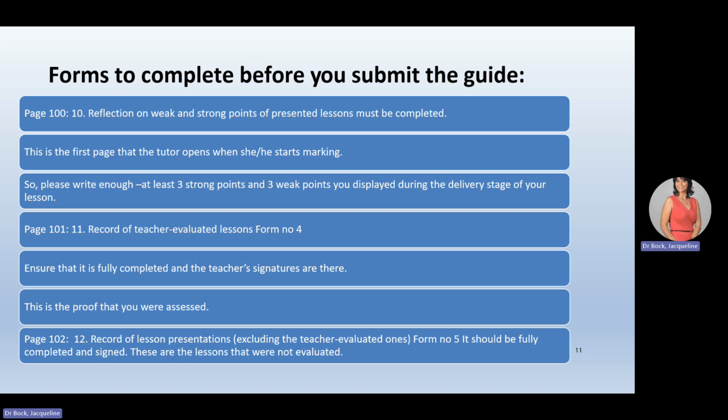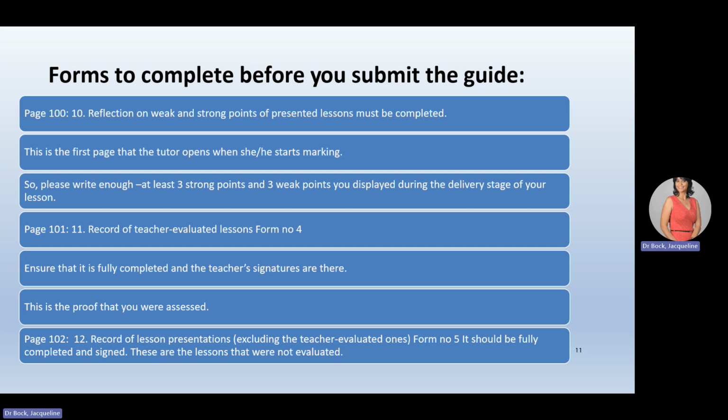Then on page 102, number 12, there is a record of lesson presentation. So the ones that you presented but were not evaluated, you will record on that page, which is 102. This is form number 5, and it should be fully completed and signed. You have planned it, written it out, and presented it, but it was not evaluated.